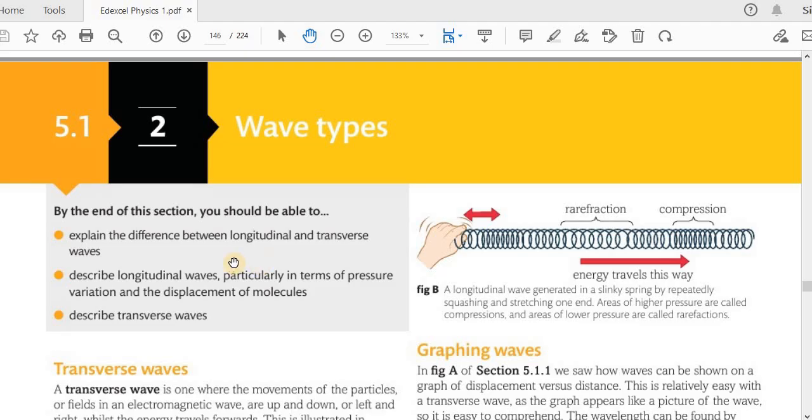Okay, the next one is 5.1.2 wave types. We will see that in the next video.